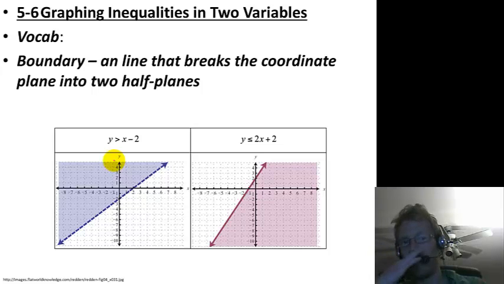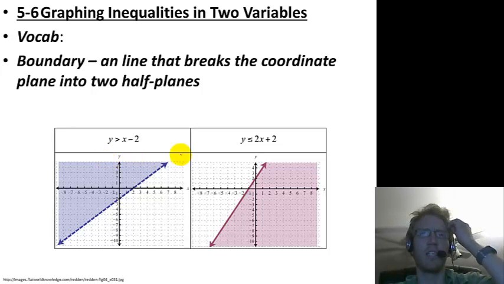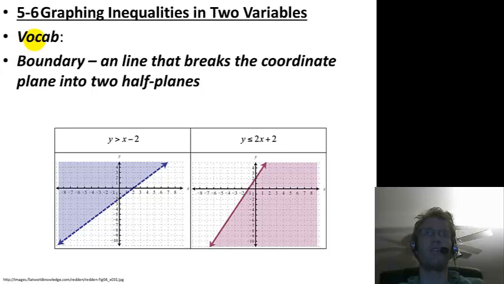coordinate system. In a similar way to when you have a solution to the equation of a line, it's a line in two dimensions on the xy axis. So the new key vocabulary word for this section is the boundary. The boundary line is a line that breaks the coordinate plane into halves. From these two pictures you can see here's a boundary line right here, and on this one here's a boundary line right here. These are the graphical version of the inequality given here.